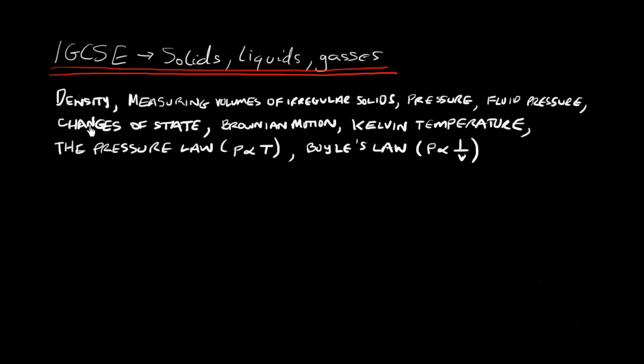Alright, hi everyone. We're going to do a video on solids, liquids and gases, and the topics that we're going to have a look at are these. So we're going to have a talk about the equation and a couple of examples of the type of question you can get to calculate the density of a substance. We're also going to be talking about how you can measure the volume of an irregular solid using a little bit of really simple equipment.